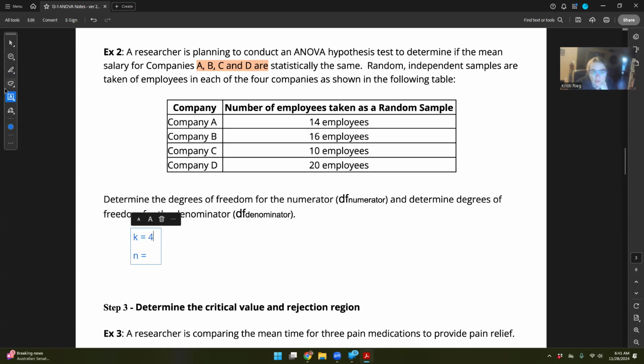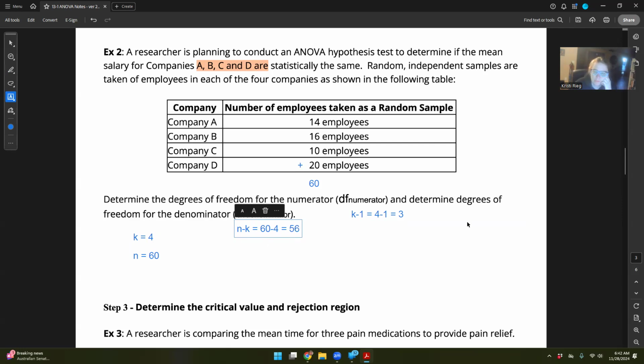In this one, we're talking about the total number of employees being interviewed, or whatever's happening in the random sample. I'm going to add up all these employees. 10, carry the 1, 2, so this is 60. If I add all those up, n is 60. All right, now I take that information. The degrees of freedom for the numerator is k minus 1, which is 4 minus 1, or 3. The degrees of freedom for the denominator is n minus k, or 60 minus 4, which is 56.